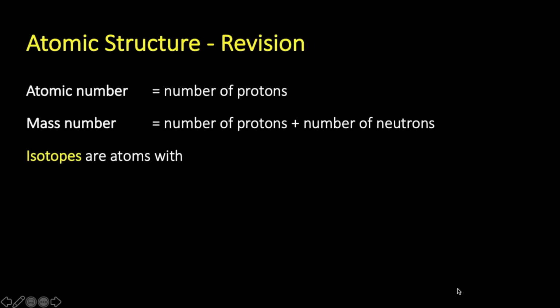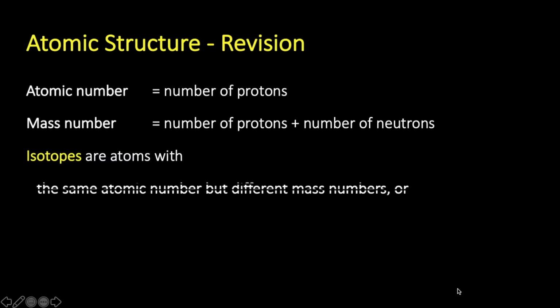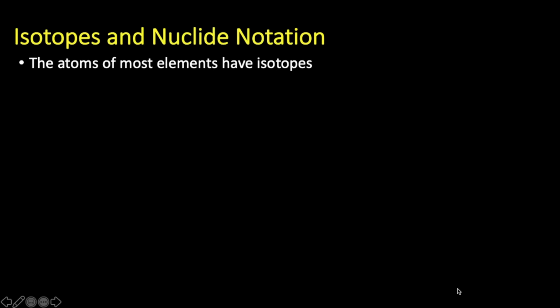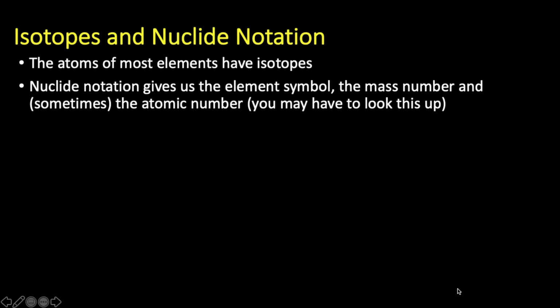Now, isotopes are something that we covered in Unit 1, and it's something that is going to come back up as we discuss nuclear chemistry. Isotopes are atoms which have the same atomic number but different mass numbers, or they are atoms with the same number of protons but a different number of neutrons. The atoms of most elements will have isotopes.